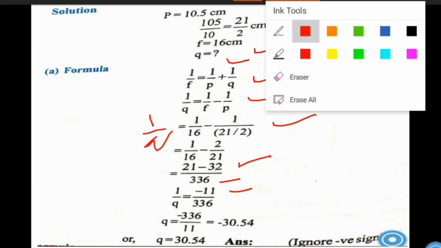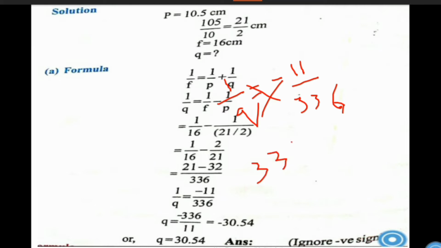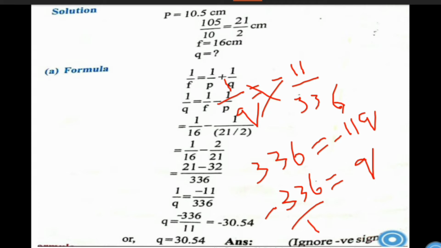So here minus 11 upon 336 is equal to 1 upon q. We will solve it further by cross multiplication. 336 is equal to minus 11q, and q is equal to minus 336 upon 11, which will become minus 30.54. Okay, so the nature of the image will be virtual and erect.